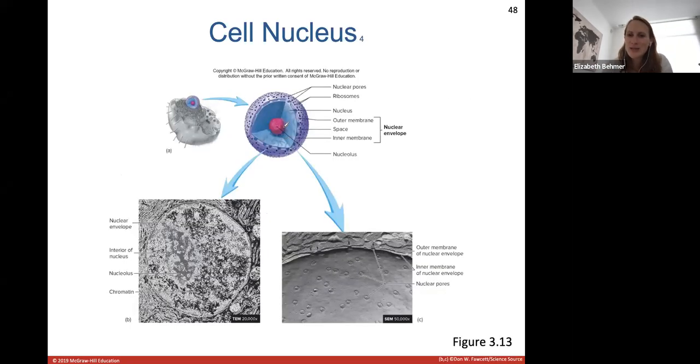So here's the cell nucleus. You can see the inner nucleolus, and this is a nice picture of the nuclear envelope. You can see the inner and outer space, and you can also see the pores or the holes that are just openings moving into and out of the nucleus itself. Again, those pores are important for genetic material to pass through. They're important for those subunits of ribosomes to pass through.